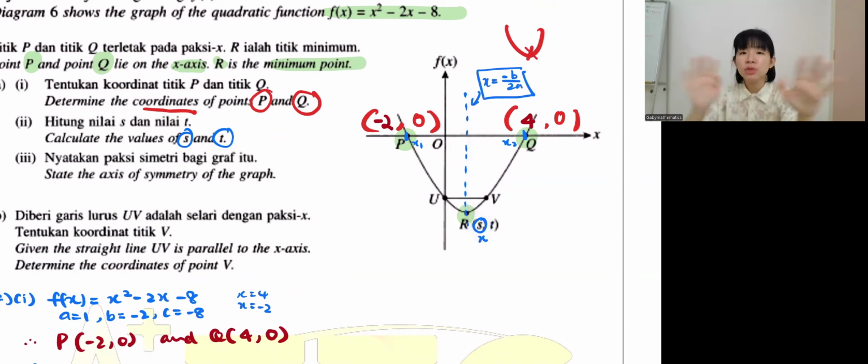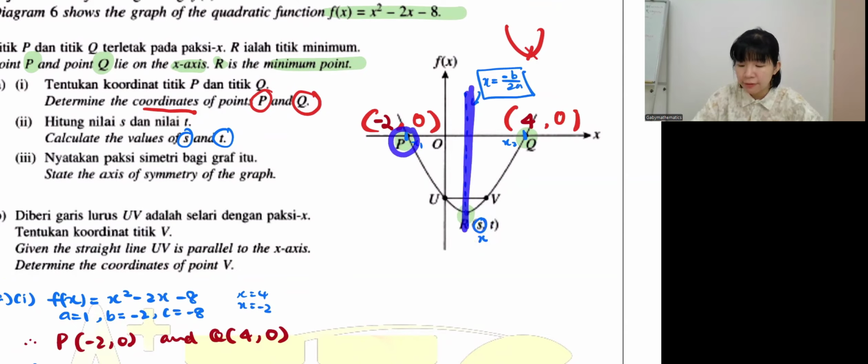Let's say if I don't want to use this formula, another method is that S, which is the x coordinate, is exactly in the middle of -2 and 4. So guys, -2 and 4, middle, how much?